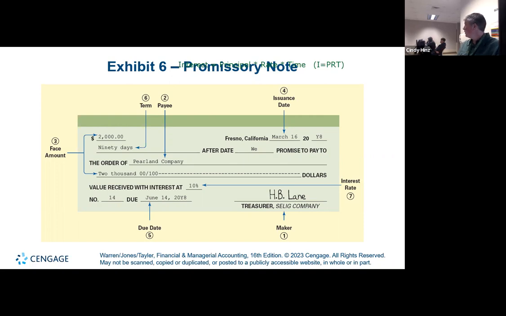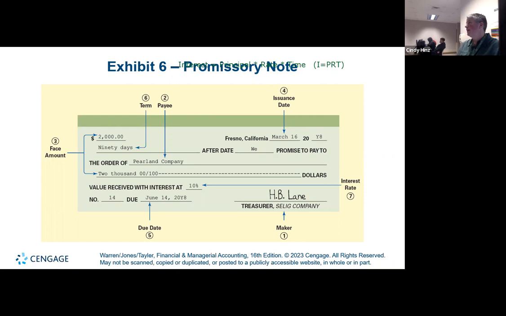The maker of the note is the borrower. It's the person who is promising to pay later. In this case, the maker of the note is Selig Company. They are the borrower. The lender, or the payee, is the creditor, the entity that's lending the money. It might be a bank, it might be a company that is extending credit to their customer.